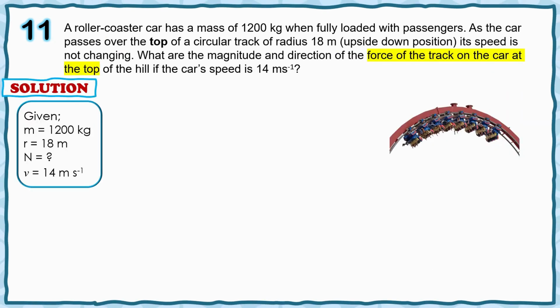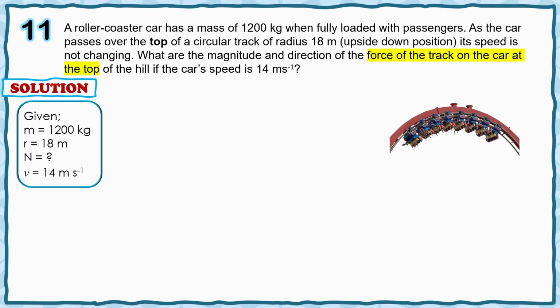For question number 11, it is a vertical circular motion, the second case of vertical circular motion, which is about the roller coaster car. This roller coaster has a mass of 1,200 kg when fully loaded with passengers. As the car passes over the top of a circular track of radius 18, which is the upside down position, its speed is not changing. What are the magnitude and direction of the force of the track on the car at the top of the hill if the car speed is 14 meter per second? The force of the track on the car at the top represents the normal force because the track exerted it on the car. Our object now is the car.